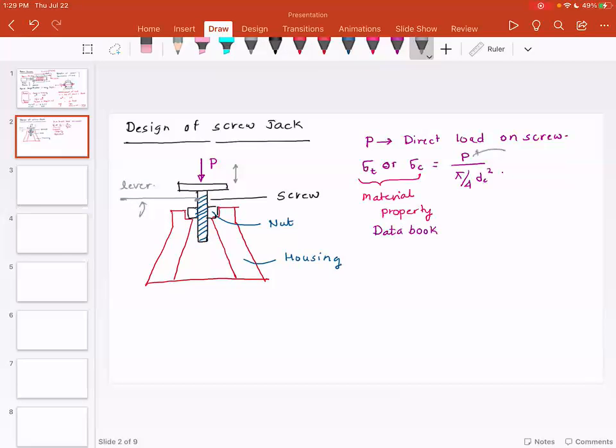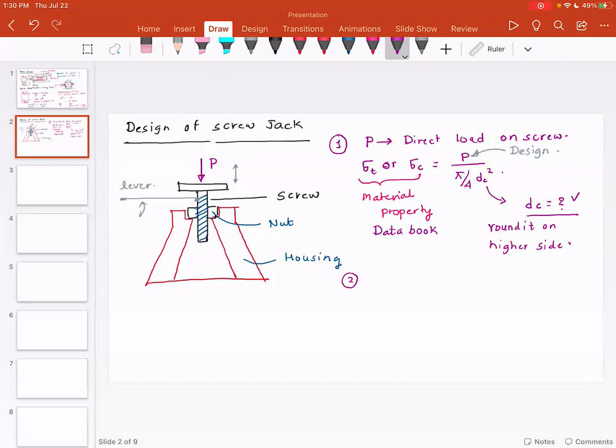P is the design criteria. So they will say design a screw jack to lift a load of 10 kilonewton. And the only unknown that can be easily solved from this equation is the core diameter of the screw. And then clearly you want to round it off on the higher side. So this is the very first equation that you'll use.